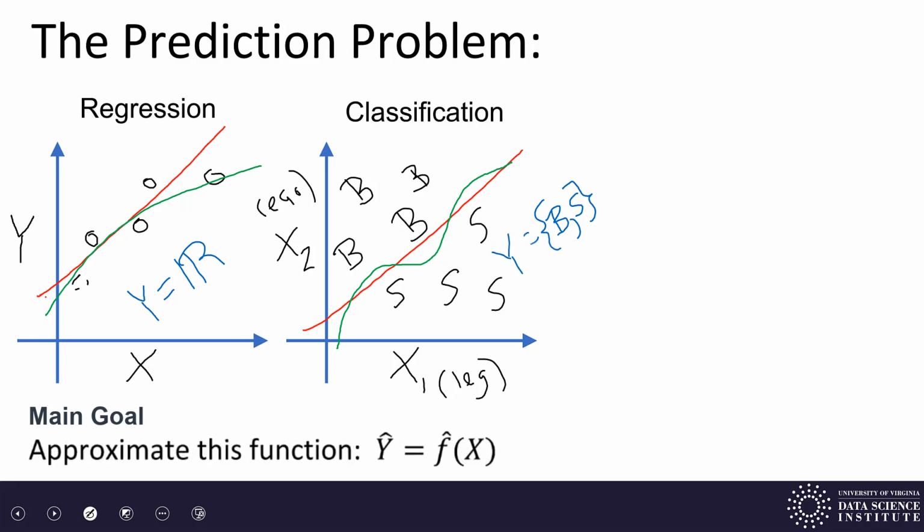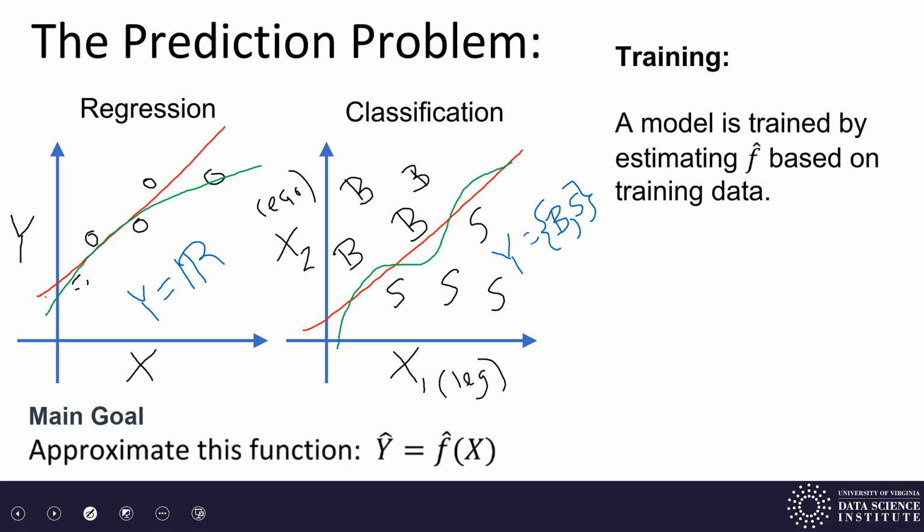So this is really the main goal of data mining: to approximate this function, and we write this function y hat equals f hat of x. We put the hats on there. That refers to these red and green lines that we drew that are going to approximate the relationship. And so the model is this function that we're using to approximate this relationship. And the way we train the model is to estimate this f hat, this function, based on the training data. So the training data would be my sets of S's or B's in the right hand plot, or the set of houses that have sold that I know their square footage and their price on the left-hand plot.